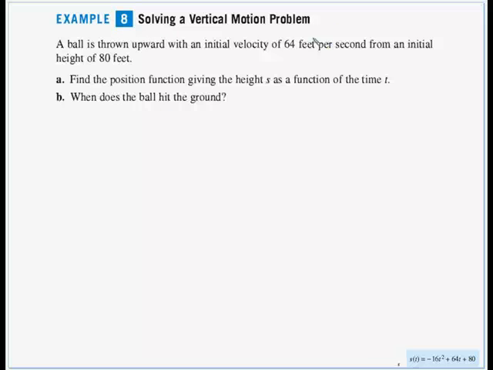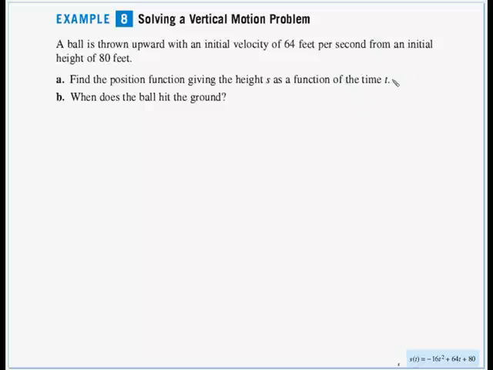Solving vertical motion problems. We did these before, dealing with position, velocity, and acceleration. We had our position function. We derived that to get the velocity function, and then we derived that again to get acceleration. Now we're just going to go in reverse. So, a ball is thrown upward with an initial velocity of 64 feet per second from an initial height of 80 feet. First, find the position function, giving the height s as a function of time t.